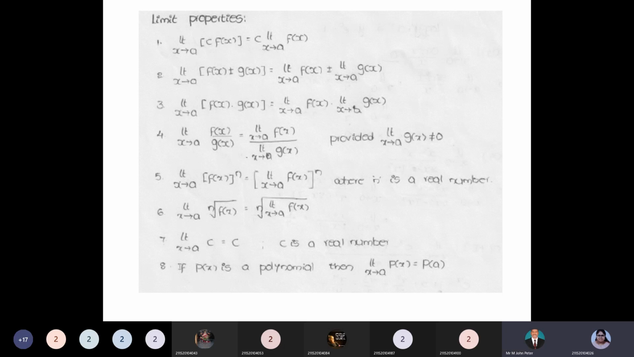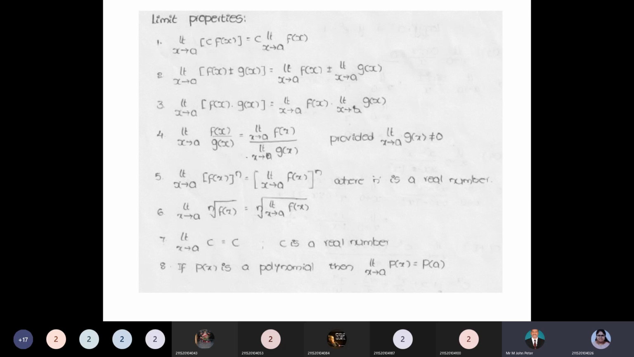The limit as x tends to a of f of x into g of x, two different functions: you can apply the limit to the individual functions. So the limit of f of x times g of x is the limit of f of x times the limit of g of x. In division also, you can apply the limit to the numerator and denominator separately. Here there is one more condition: the limit of g of x should not equal 0. If you get 0, the entire limit becomes infinity, so that is not allowed.